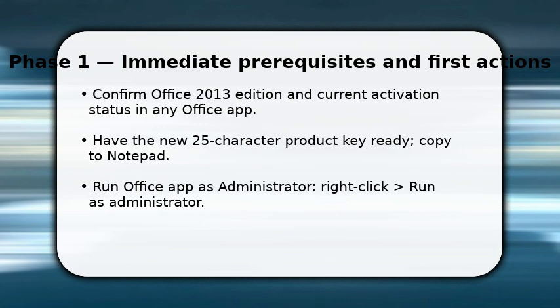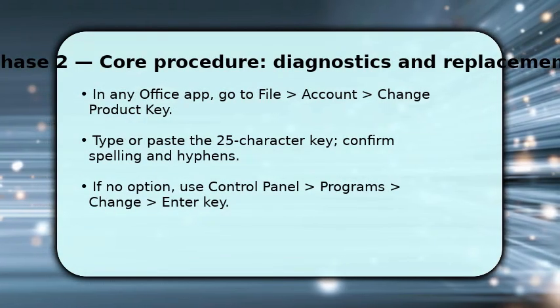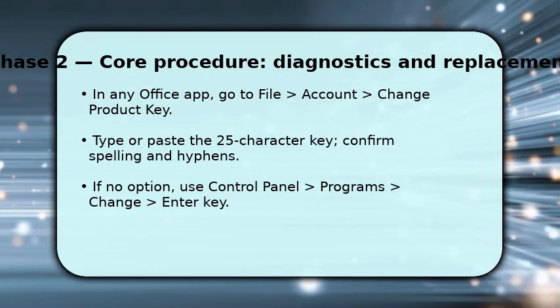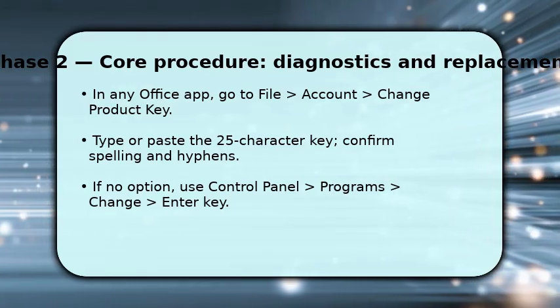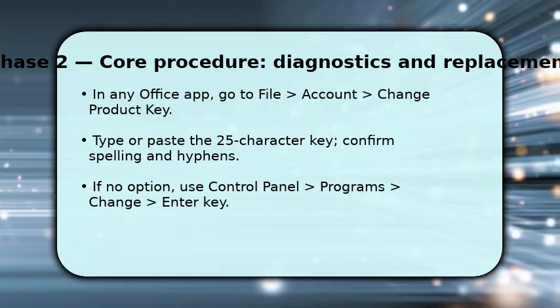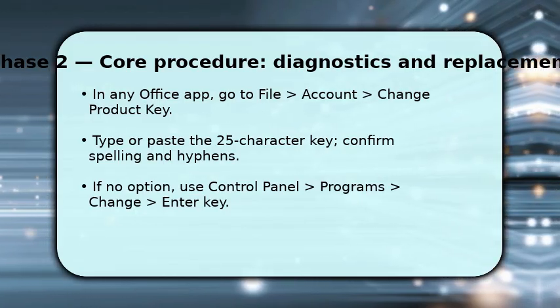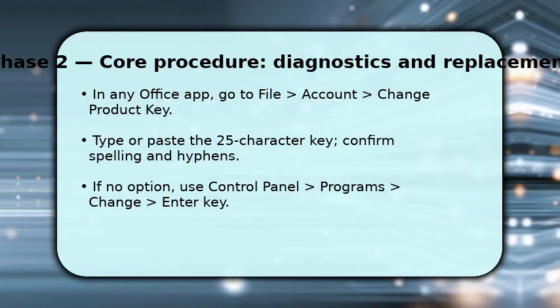Now, proceed to the Account and Installation dialogues to enter the new key. You'll now replace the key through the app's activation flow to ensure licensing updates correctly. Open File, then Account, and choose Change Product Key. Type or paste the 25-character key exactly, including hyphens.